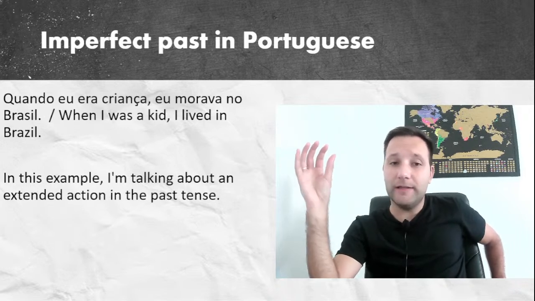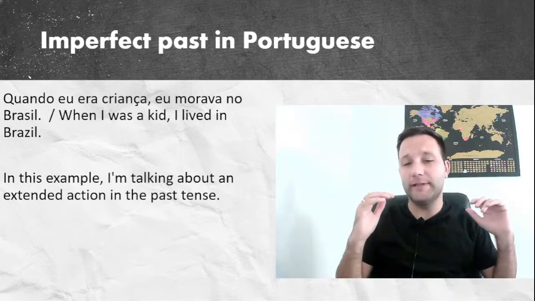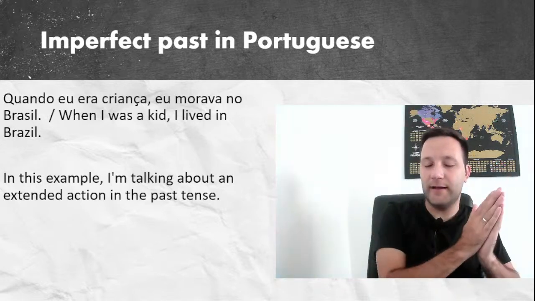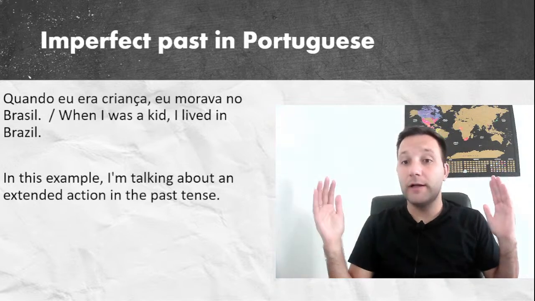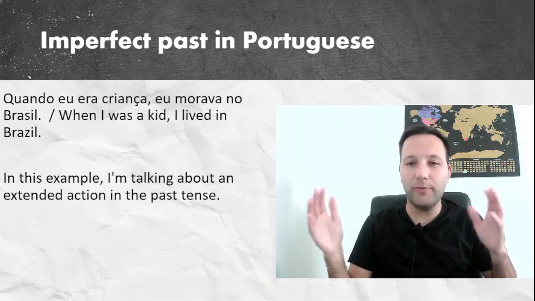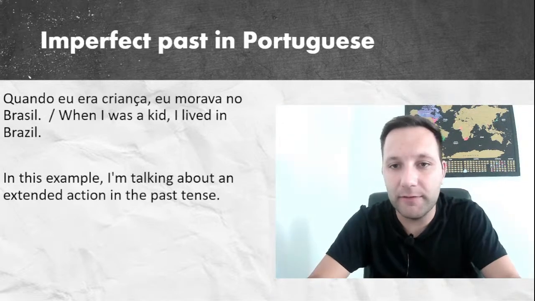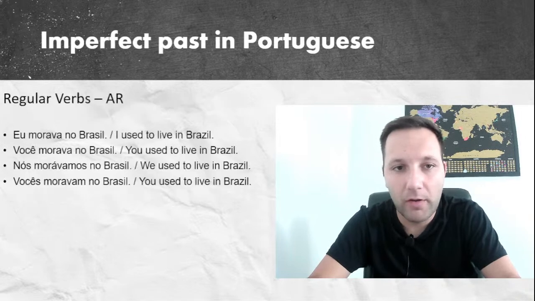This is the idea of the example. We are talking about an extended action in the past tense. We don't know the exact moment that it started and we don't know how long it took, but we know it was in a moment in the past, like a habit that the person had in the past.